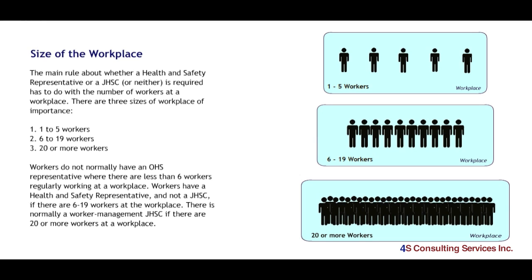Workers do not normally have an OHS representative where there are less than 6 workers regularly working at a workplace. Workers have a health and safety representative and not a JHSC if there are 6 to 19 workers at the workplace. There is normally a worker management JHSC if there are 20 or more workers at a workplace.